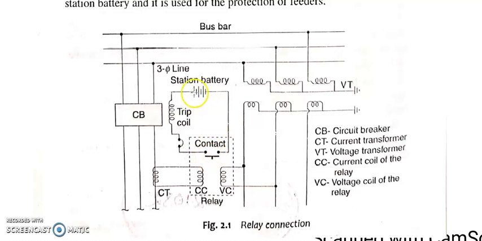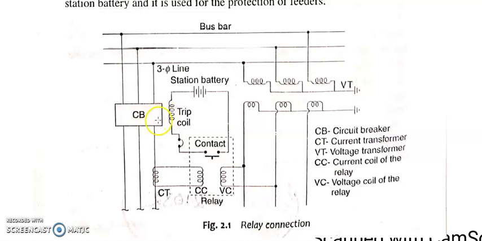Even though there is no battery connected, due to induction current starts to flow in the trip coil and the trip coil gets energized, and the circuit breaker will act upon the energizing of the trip coil. So here we do not require any station battery, and such a type of scheme is used for the protection of the feeders.